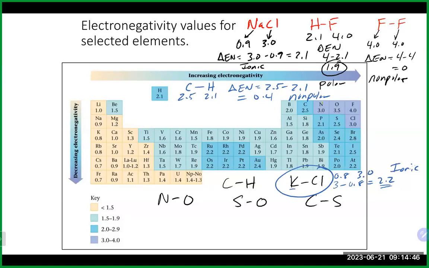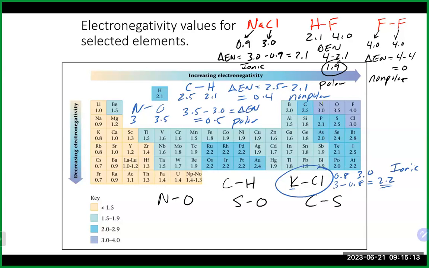We look at nitrogen, oxygen. Nitrogen being 3, oxygen being 3.5, so that's going to give us 3.5 minus 3 for our difference in electronegativity, and that's going to give us a 0.5. That is above 0.4, which means that this should be a polar bond in this particular case.